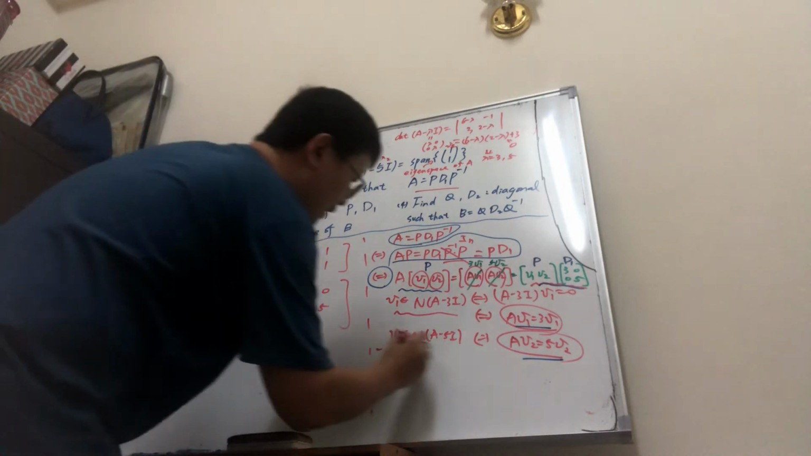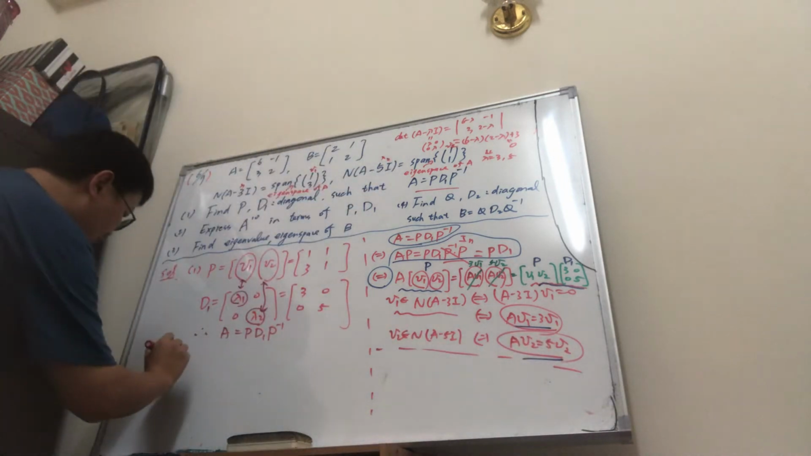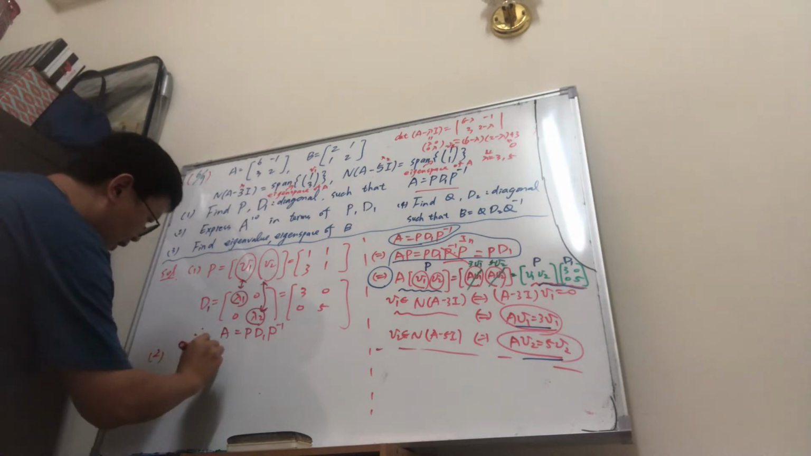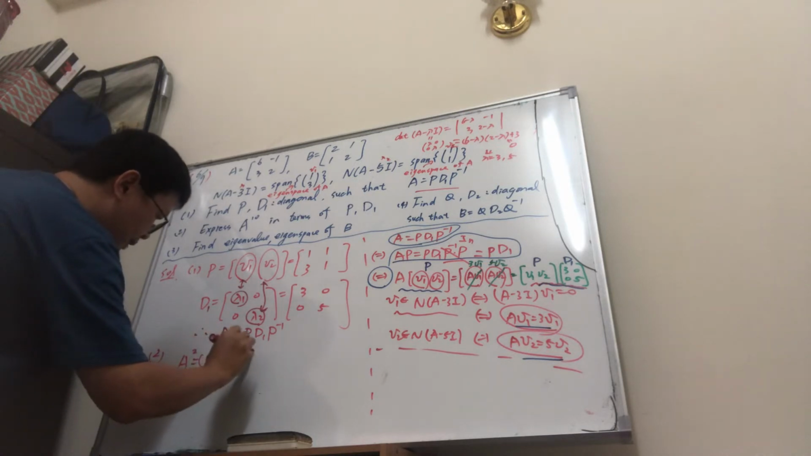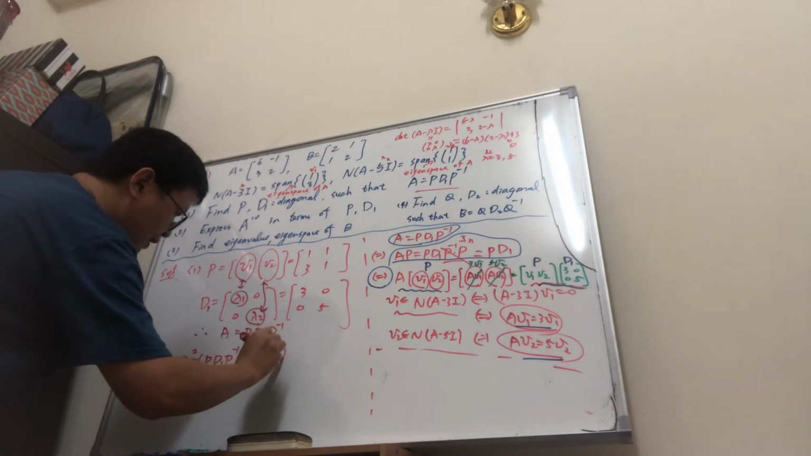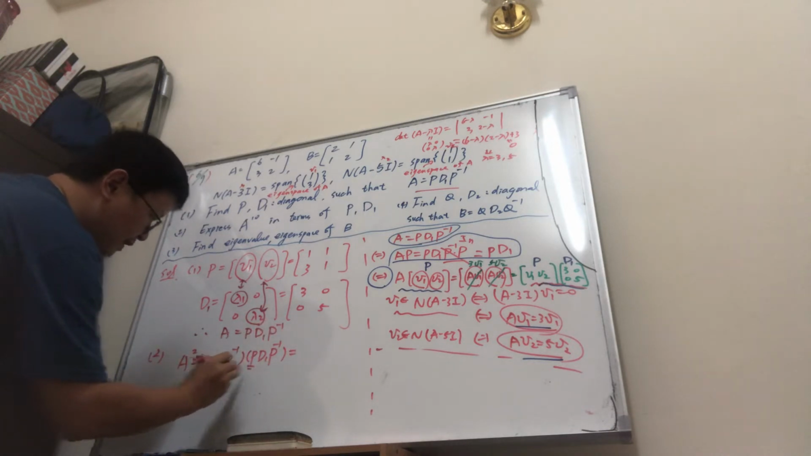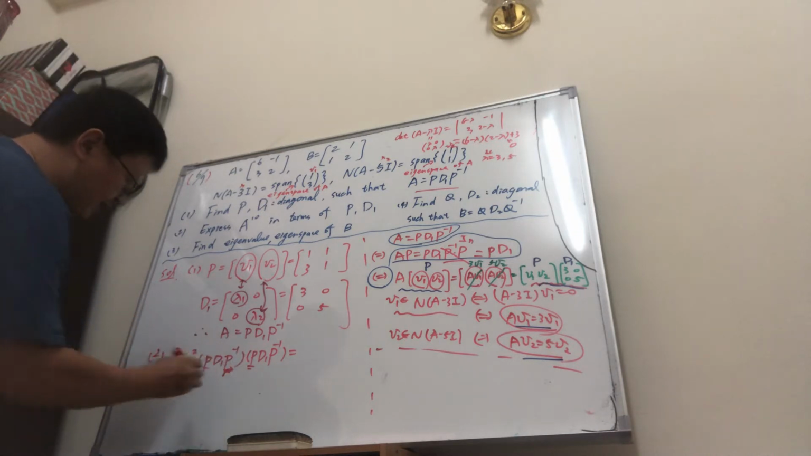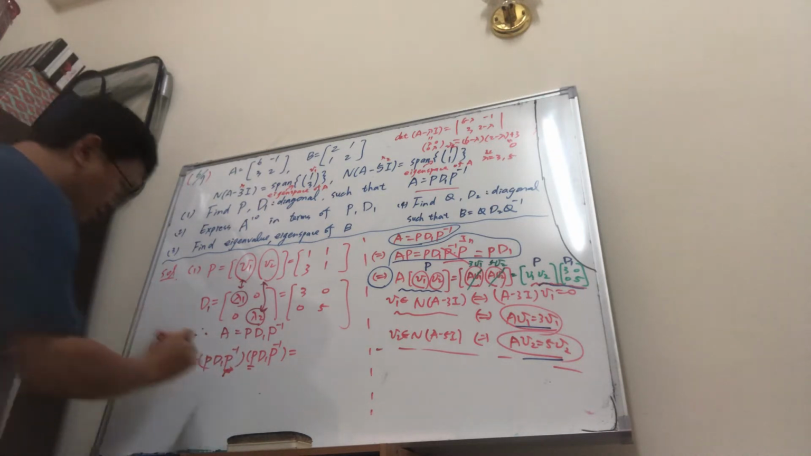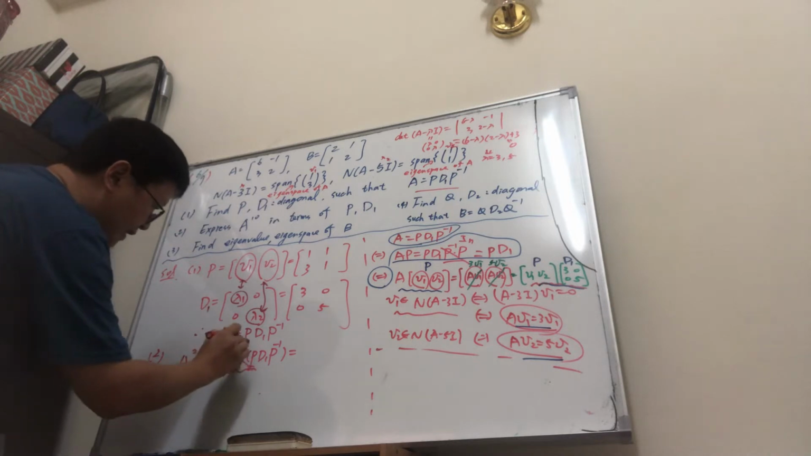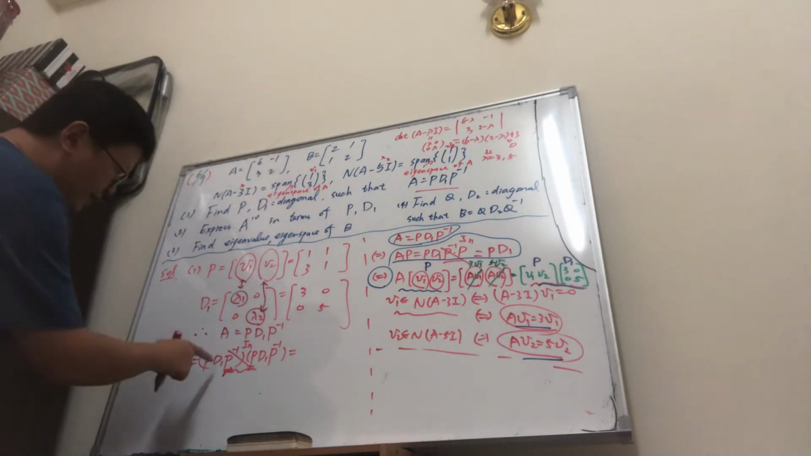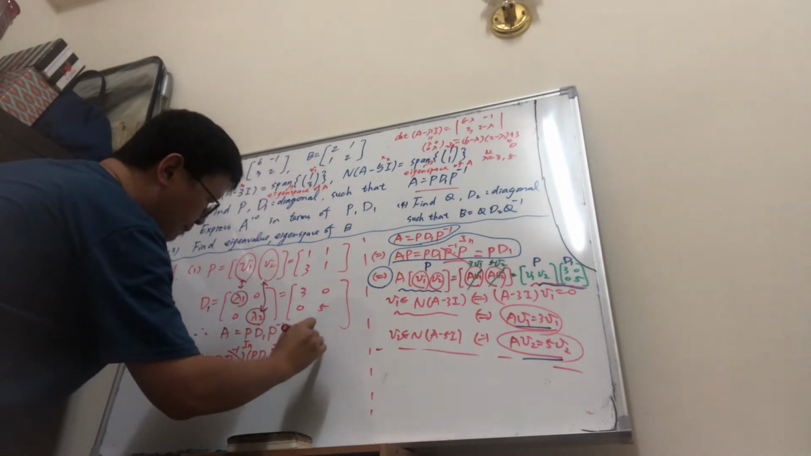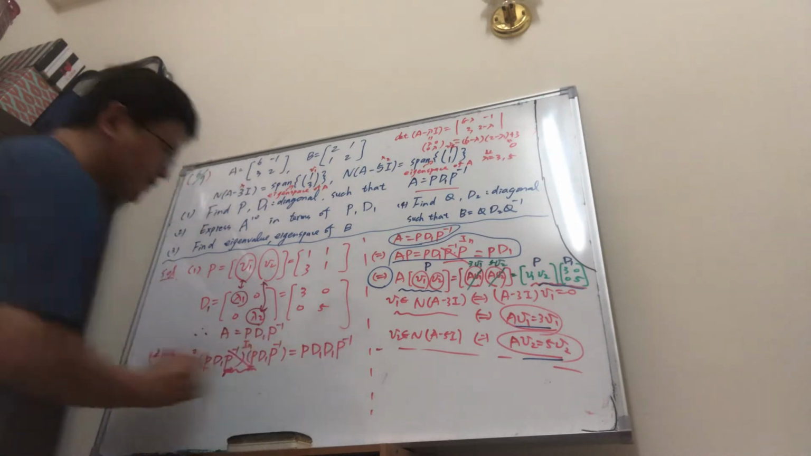The reason is that for A to the power of 10, if you check A squared, it's equal to P D1 P inverse times P D1 P inverse. If you cancel the parentheses, you will see P inverse times P, which is actually the identity, and any matrix times identity is equal to itself. So it's P D1 D1 P inverse.